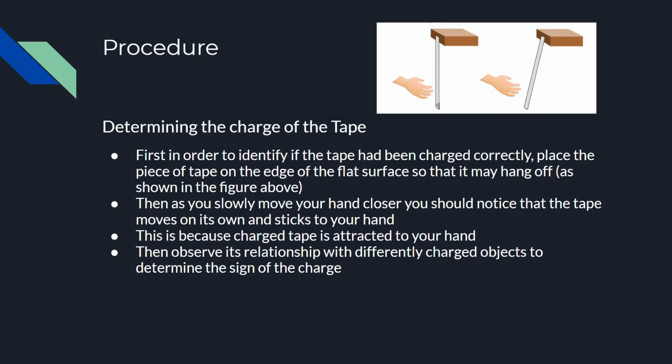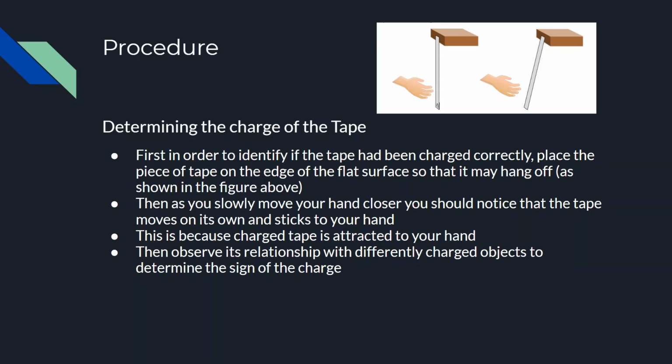Then, we observe its relationship with differently charged objects to determine the sign of the charge. For example, when we hold another piece of charged U-tape close to the tape that is hanging off, we can observe that the two pieces repel each other. We can conclude that the two tapes must have the same sign of charge.